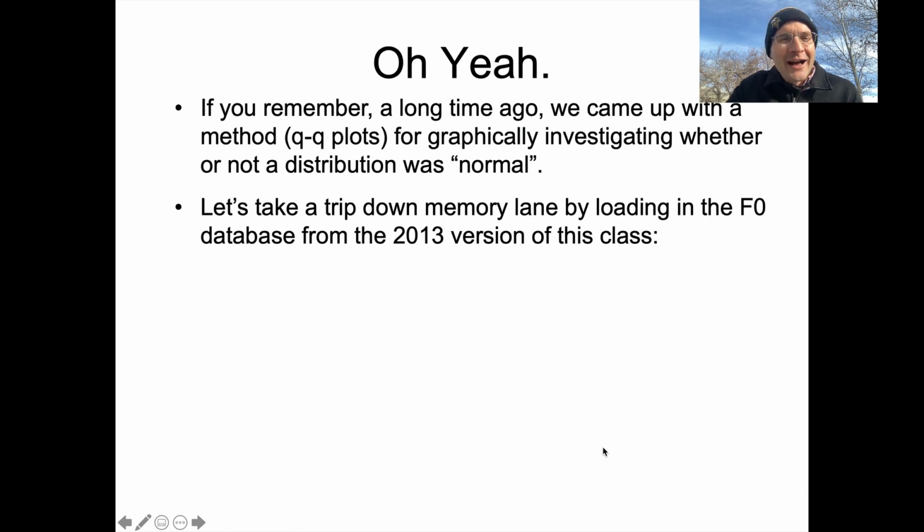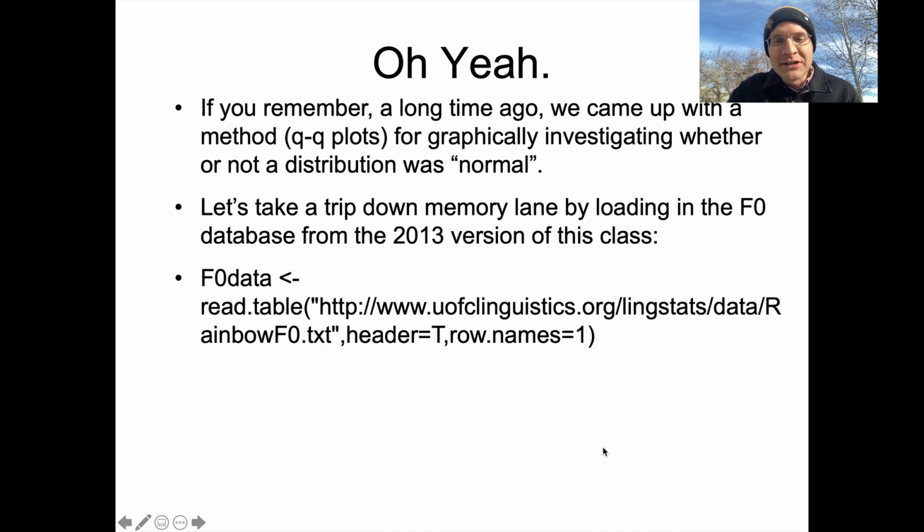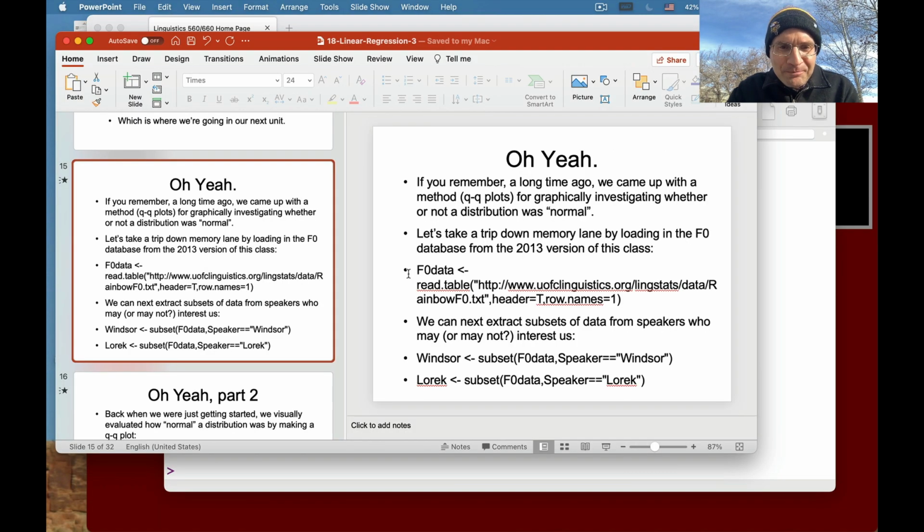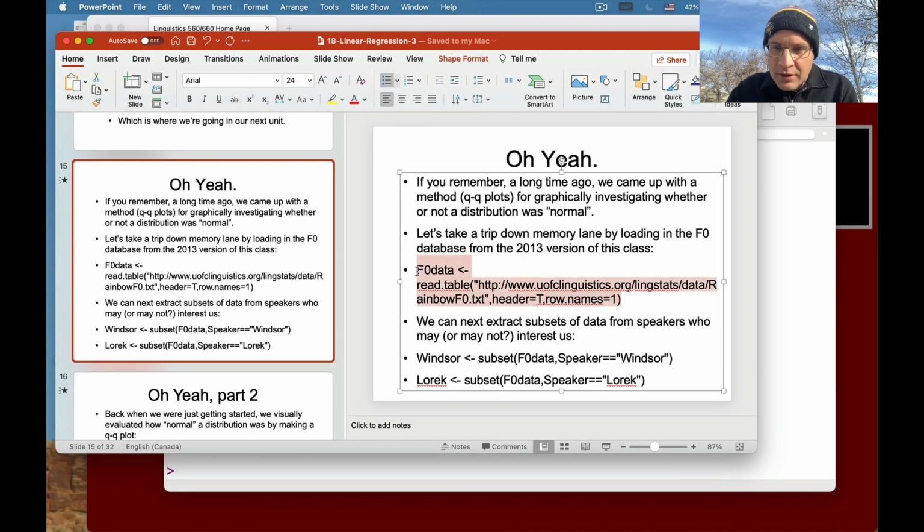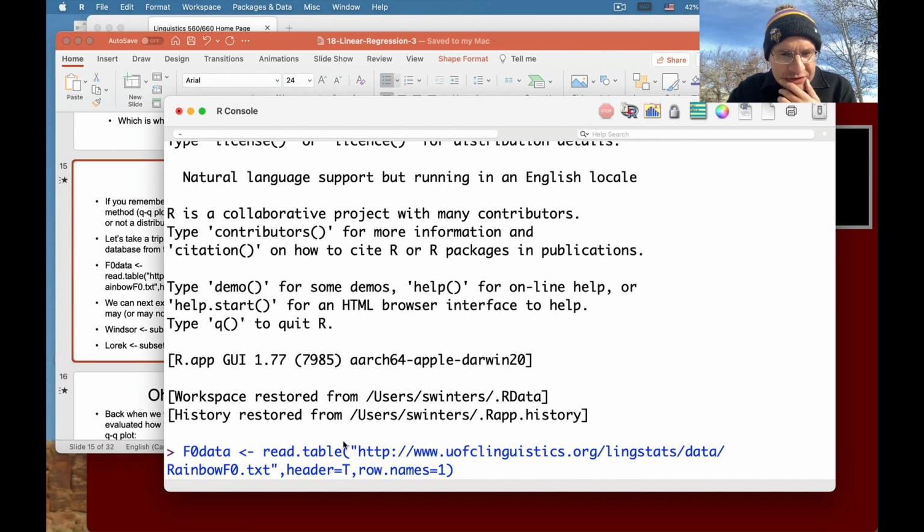Or maybe it's not. So I want to give you another way to quantify how normal a distribution is, and it's going to involve what we've been talking about with linear regression and correlations between variables. So let's start by taking a trip down memory lane, for me at least, and loading in the F0 database from the 2013 version of this class. I'm doing this because these students are at this point long gone, and also because I know what their F0 distributions look like. So we're going to load this database into R with this command.